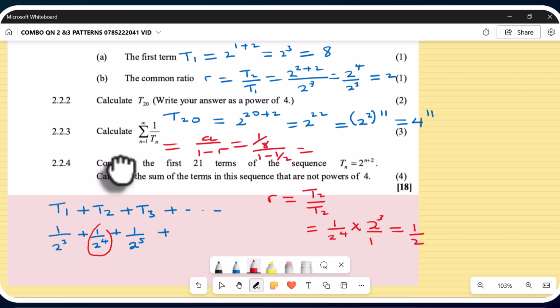So 2 power 5 divided by 2 power 3 will give us 4. What about here? 2 power 7 divided by 2 power 5 is also going to give us 4. So that's our common ratio here.